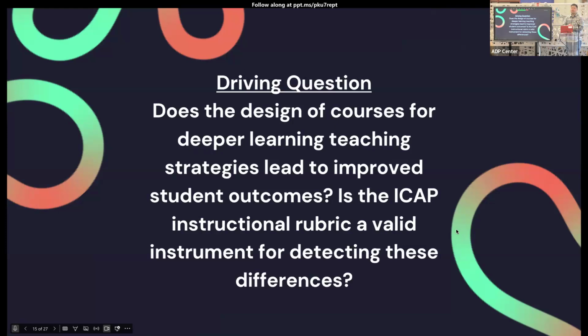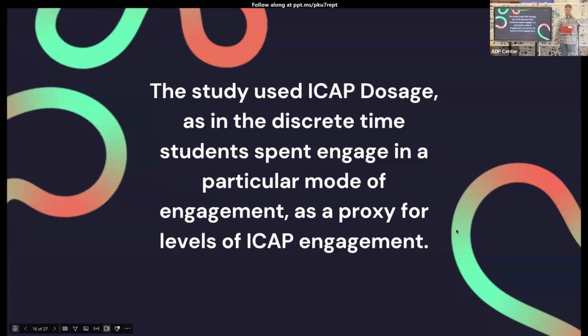Okay. So the question for this study was, does the design of courses for deeper learning teaching strategies lead to improved student outcomes? Is the ICAP instruction rubric a valid instrument for detecting these differences? One thing to note is that in the study, I used ICAP dosage, as in the time students spent in a particular mode of engagement, as a proxy for levels of ICAP engagement.